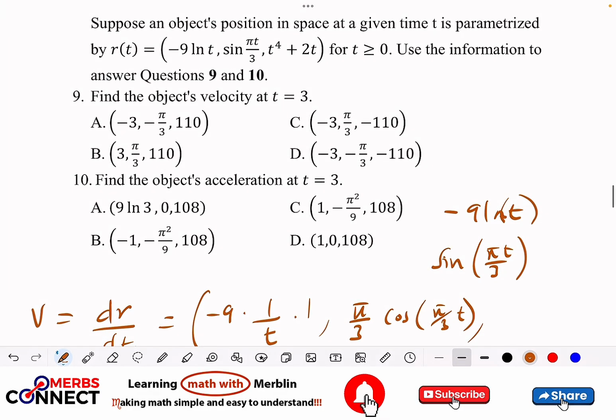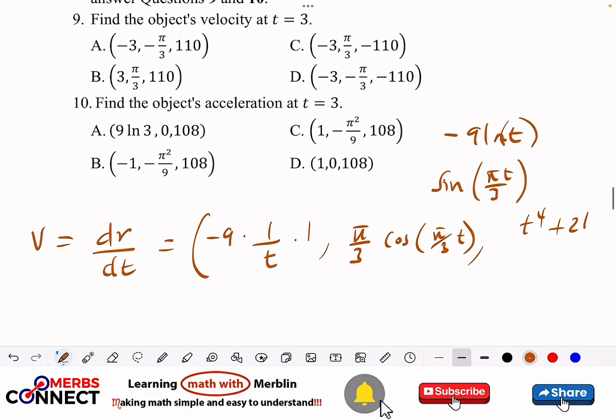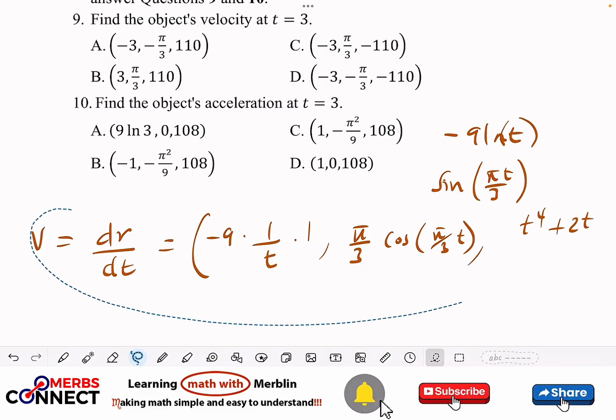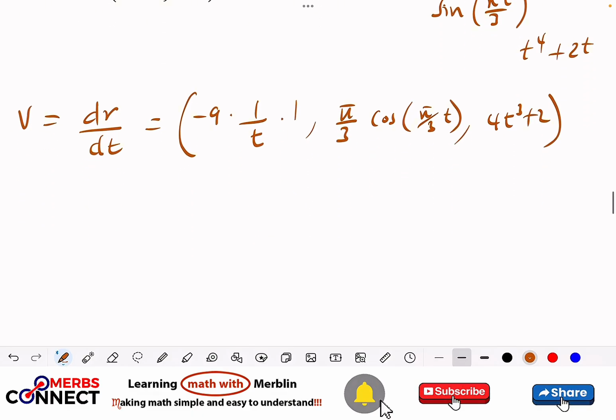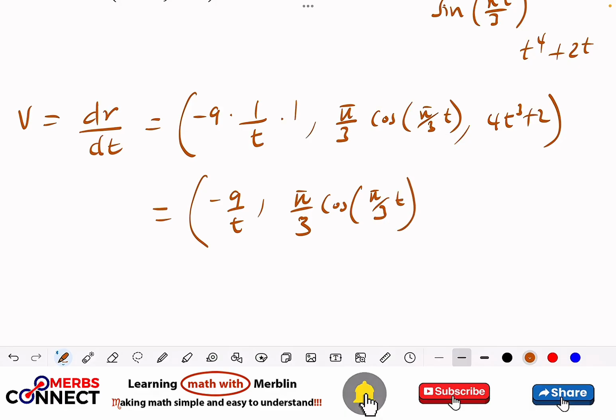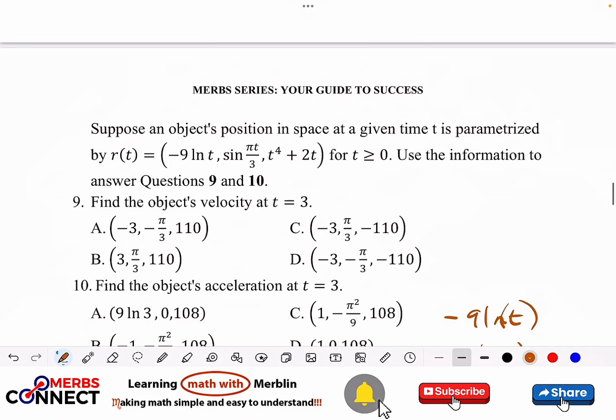Then the last one is 4t cubed plus 2t. So differentiate this one, and what are you going to get? We are going to have 4t cubed plus 2. Good. So let's simplify this and have minus 9 over t, pi on 3 cos of pi on 3 t, and then 4t cubed plus 2. So we want to look at this at t is equal to 3. Is that right? Yes, indeed.